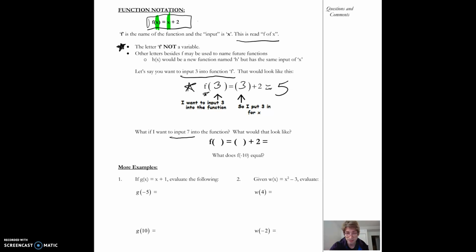So f of 7, so we plug in 7 there. We change x for 7 just like the left side is telling us to do. So 7 plus 2 is 9. Now I'm going to make you pause for a second. I would like for you to write everything for f of negative 10. Don't just give me the answer. Write down everything as you would see it like we did above. So pause that really quick. Try that out.